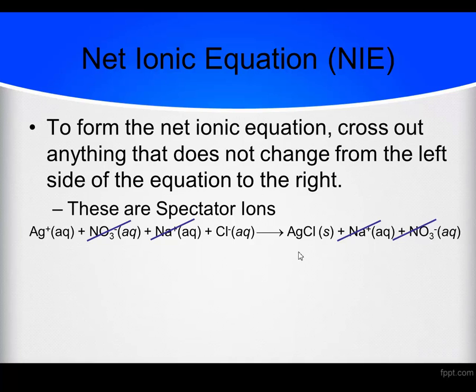Okay, so in order to do that, what we have to do is identify the spectator ions. Spectator ions are ions that just spectate. Just like in a football game, they do absolutely nothing to help the results of the game or the chemical reaction. The remainder, whatever remains after we've crossed things out, is going to be the net ionic reaction.